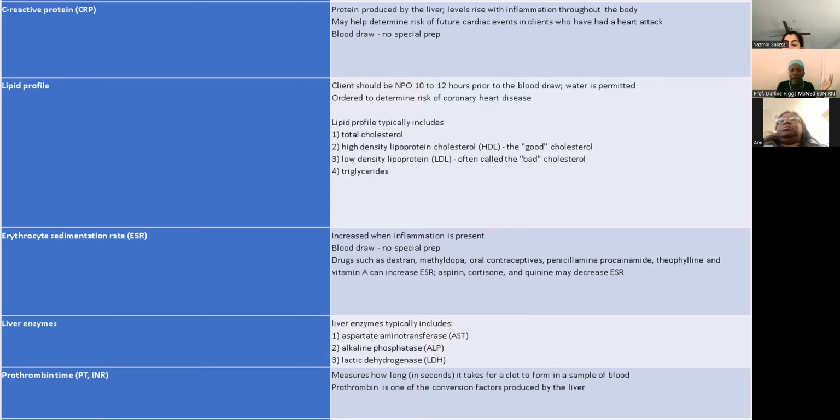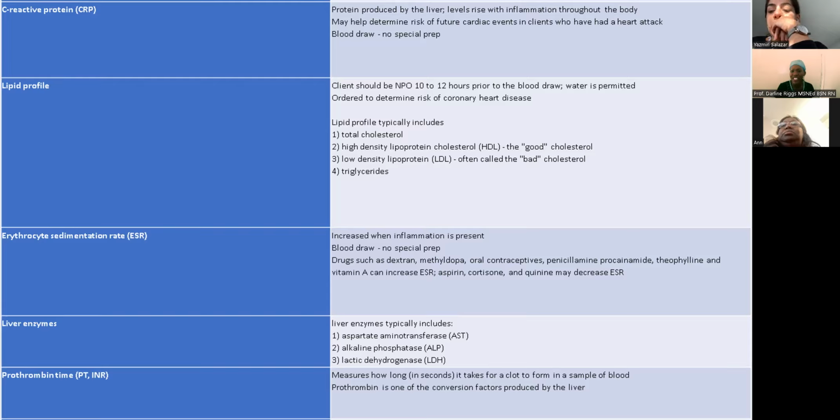No special prep. By the way, when you're studying for these diagnostic tests, which repeat under reduction of risk potential, which is great because repetition helps it stick in your long-term memory, here's what you want to keep in mind. Is it invasive? Is it not invasive? Are there any special preps? Do I need to stay away from certain medications or foods? Are there any special teachings or special assessments, for example if they're allergic to something?